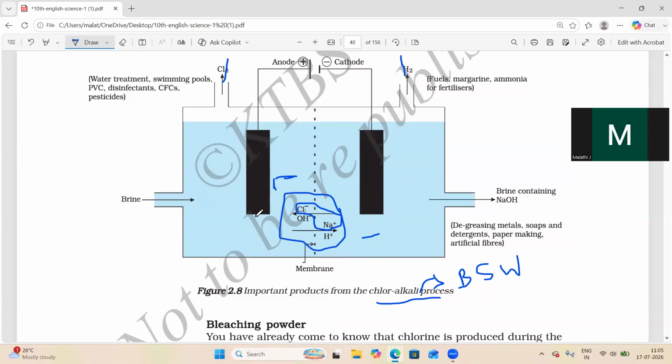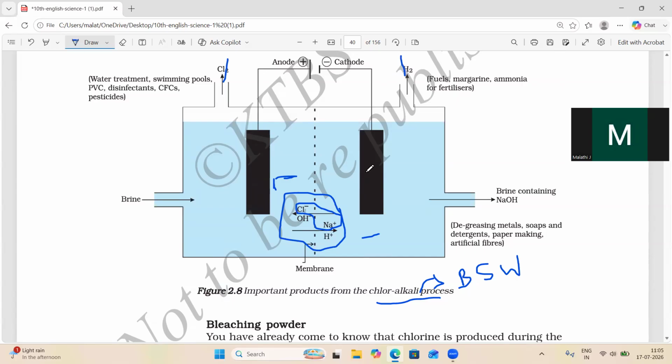Chlorine gas will be present towards one rod. Then hydrogen gas will come out through the other rod. NaCl will be attached near the rod. So the cathode rod is connected to the negative terminal of the battery.